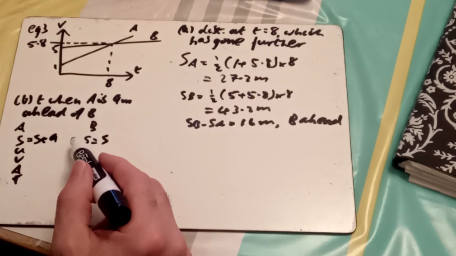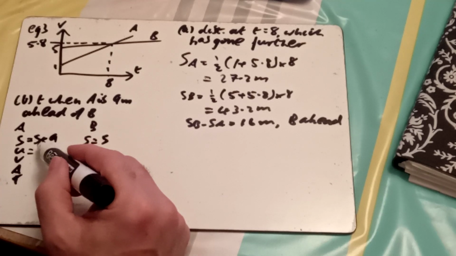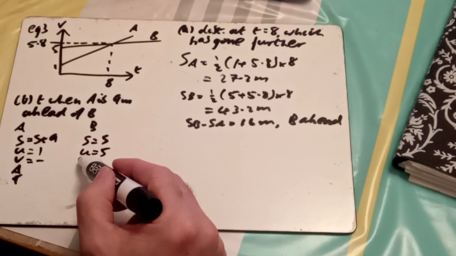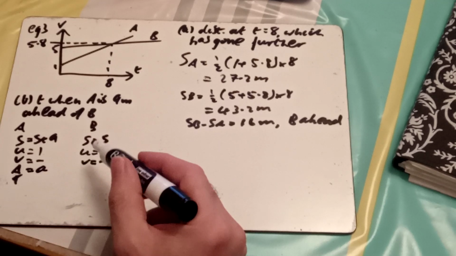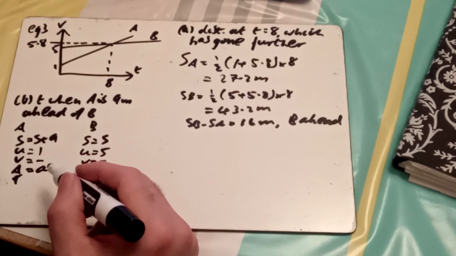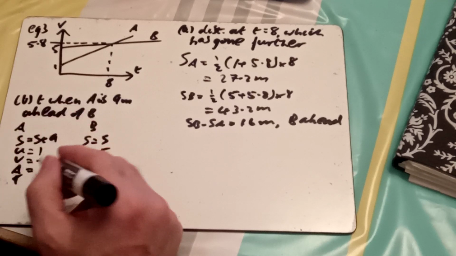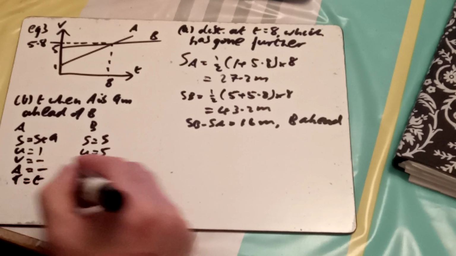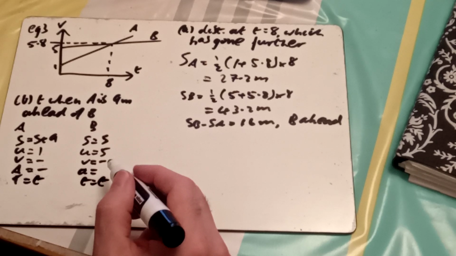I haven't got enough information here. I don't know what the acceleration is. All I know is that for this one, U is equal to 1. For this one, U is equal to 5. V, not interested in. V, not interested in. It's the same acceleration. No, it's not. It's a different acceleration, because all I'm going to do is call it A and A. So yet again, I'm not interested in A either. But T is the same time. So what I've got here is not a massive amount on the time.